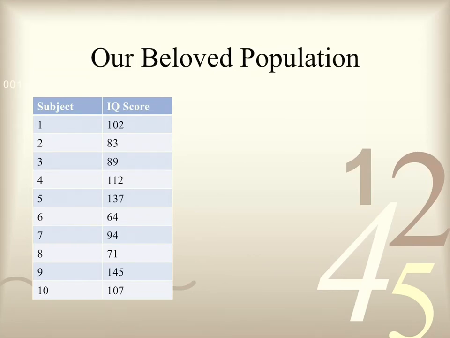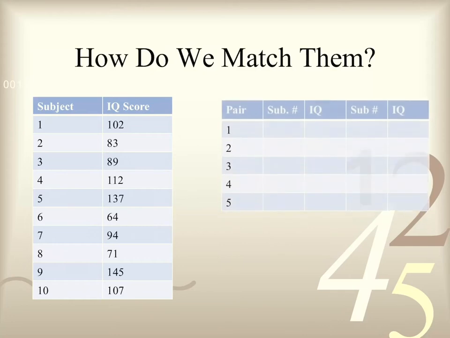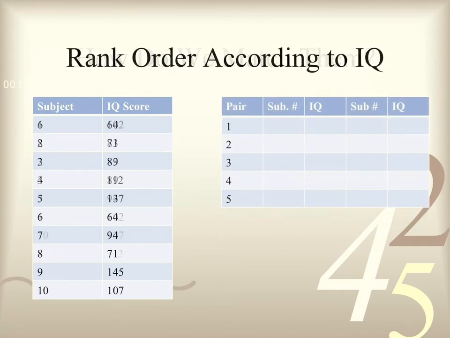There's good reason to suspect this because these are two variables that are correlated in the general population. So remember, the first thing that we're going to do to match them is we want to put similar participants next to one another. So what we're going to do is first rank order them according to their IQ.